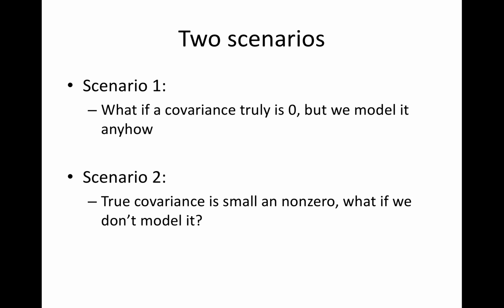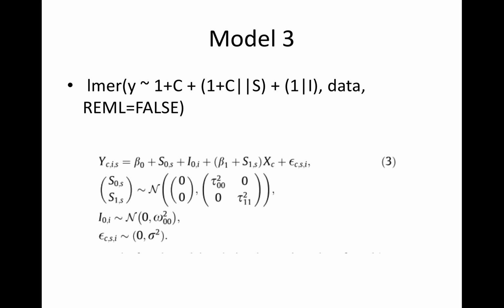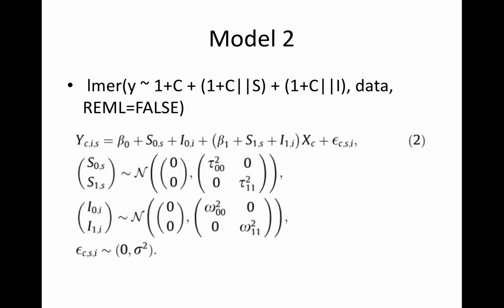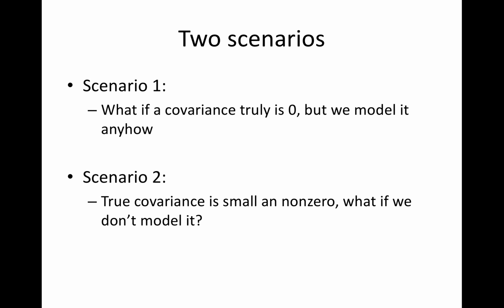Okay, so they considered two scenarios. One is that the covariance actually is 0. So what happens if we model it anyway? So the covariance they're referring to, let's back up here, is this. So what happens, for example, if I run this model when these are actually 0? Does that hurt anything? And how do the other models compare? Obviously, the model that assumes they're 0 should be best because that's how the data were simulated. So that's the first scenario. What if the covariance truly is 0, but we model it anyway?